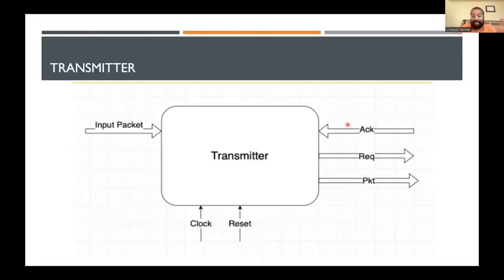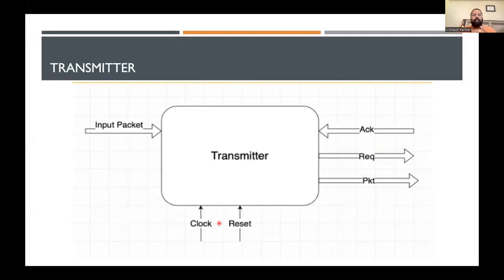Okay, so this is the basic design of my transmitter. It will have four inputs. The first input will be input packet. The other input will be acknowledgement signal, because of the handshaking process, it needs some acknowledgement back. Then it'll have clock and reset.